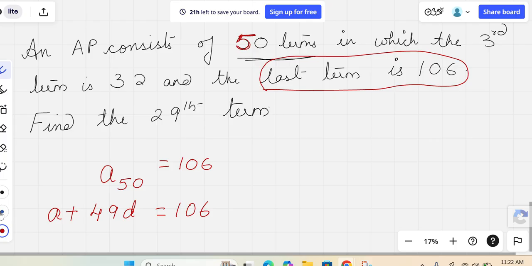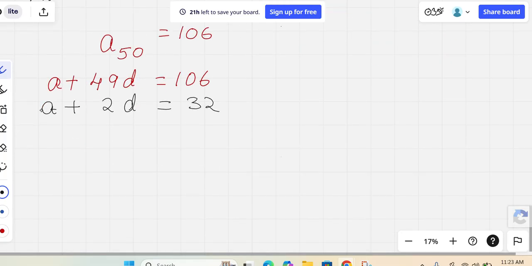Now they give you some more information. They said the third term is 32. We have done this kind of question. A plus 2D equals 32. Exactly. Now you can do elimination and figure out the value. So 49 minus 2 is 47D equal to.